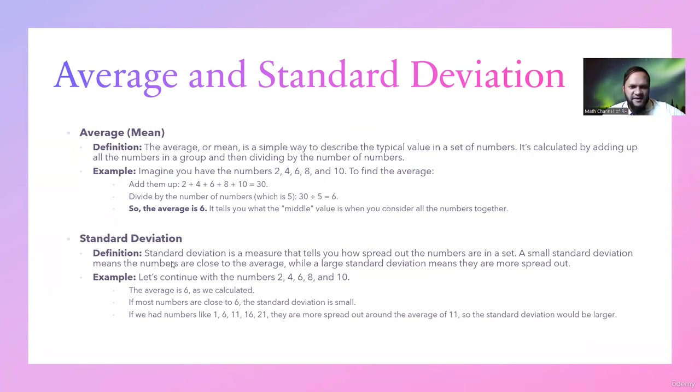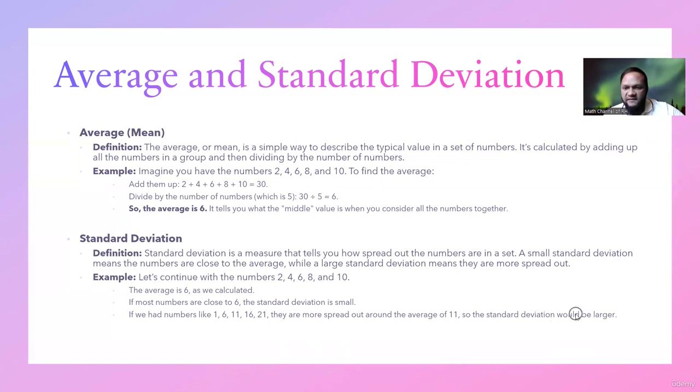Standard deviation. Standard deviation is a measure that tells you how spread out the numbers are in a set. So let's say again, for the first set of numbers 2, 4, 6, 8, and 10, we calculate the average as 6. If the rest of the numbers are very close to 6, then that means it has a small standard deviation. But let's say for a different set of numbers, 1, 6, 11, 16, 21, we have an average of 11 and the standard deviation is large.